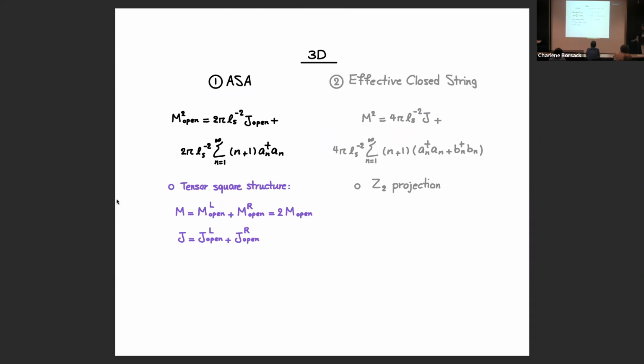I have to skip the details of the calculation because of time, but the result of the calculation in ASA gives us the spectrum for the open string. Then, using the tensor square structure, which was one of the assumptions of ASA, one can get the mass and spin of the glueball states by summing over the masses and spins. So here we will have a tower of oscillators, and each of these oscillators increases the energy level by an integer n+1, which is the frequency of the oscillator. So it starts from 2.